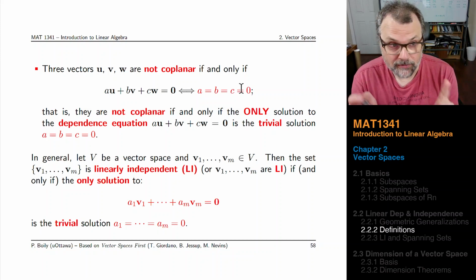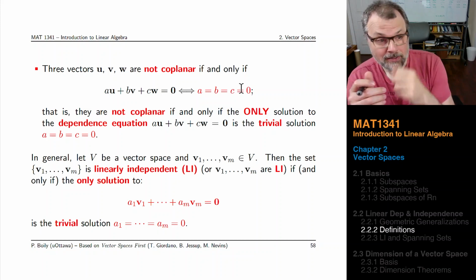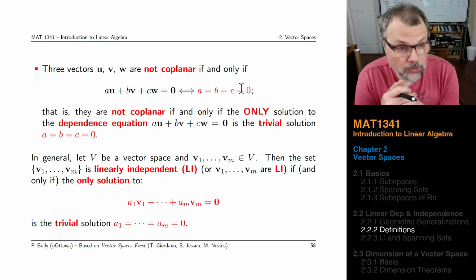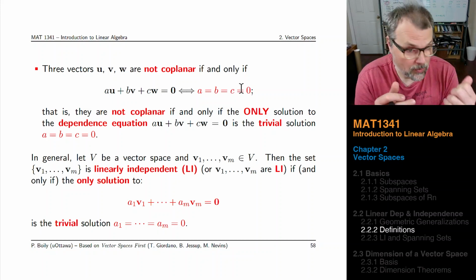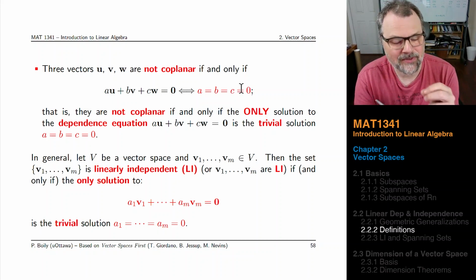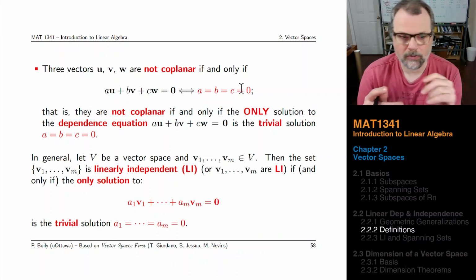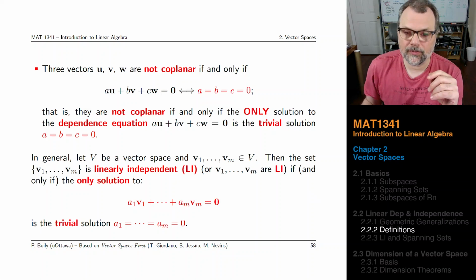So formally, if we have a vector space V and m vectors in that vector space, the set of the m vectors is linearly independent, LI, if and only if the only solution to the dependence equation, a1v1 plus a2v2 plus and so on, all the way up to amvm being 0, is the trivial solution, if the coefficients have to be 0.